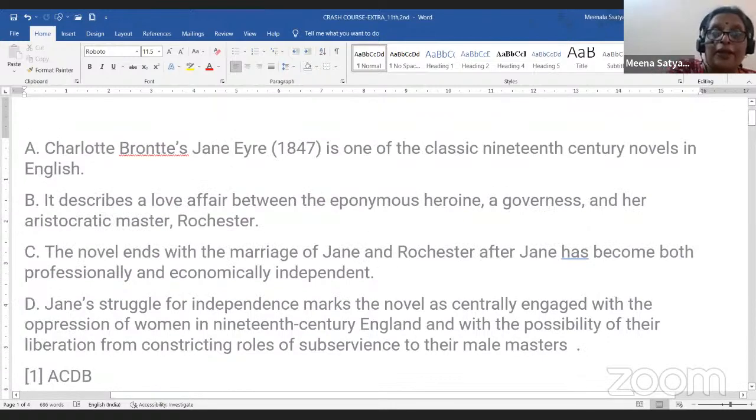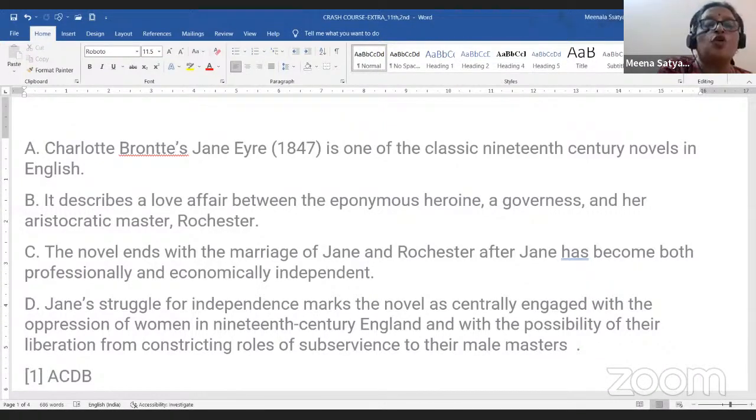So let me repeat. It's one of the classic 19th century novels. Correct. Then in the C, it says the novel ends. We don't even know what is the starting of the novel. How can you talk about the ending of the novel? So automatically B is the answer. The novel ends with this. And then talking about the author, the struggle of Jane in the novel, and how Charlotte Bronte has done it. So this is how it goes on.